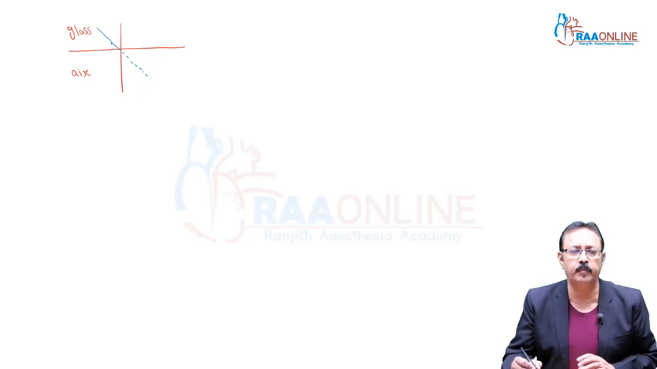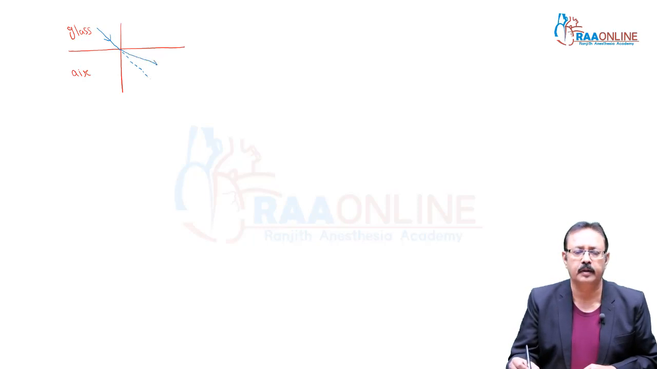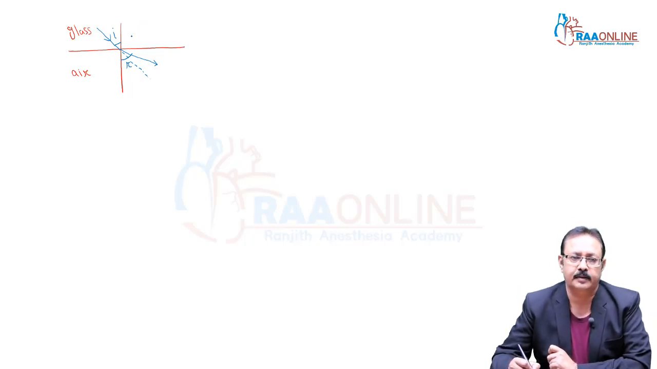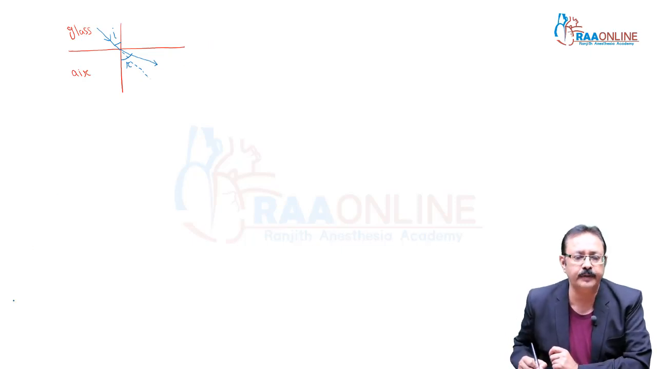Since they are moving from denser to rarer, they will move away from normal. Means you can observe that angle of refraction is greater than angle of incidence. If you will increase the value of I, value of R will also increase. And it is boundary of separation. Since refracted ray is near the boundary of separation, so what will happen?